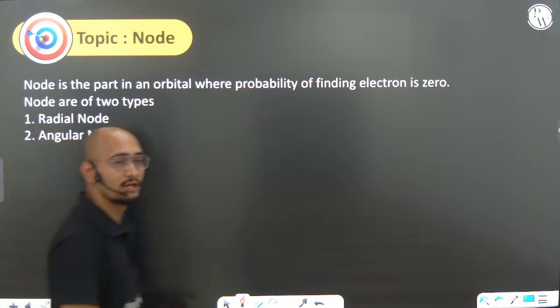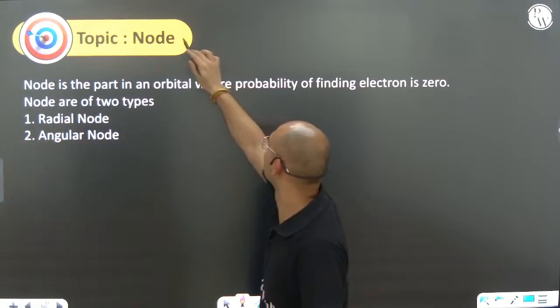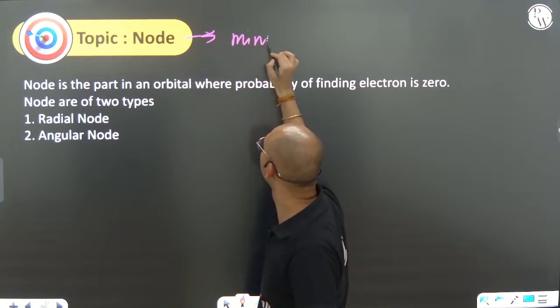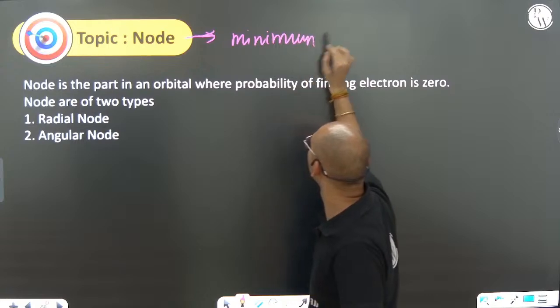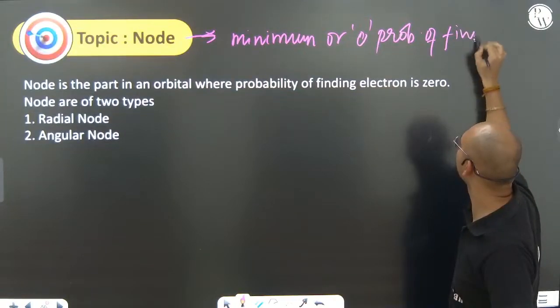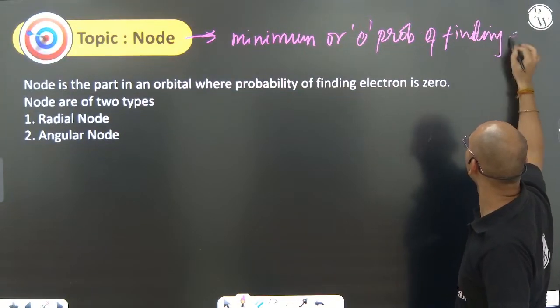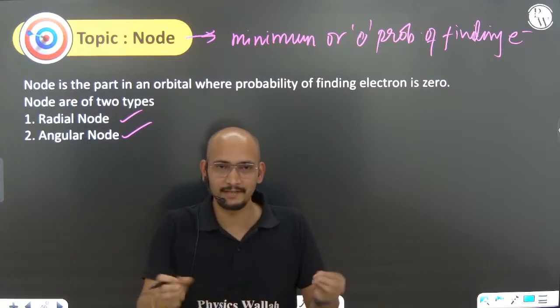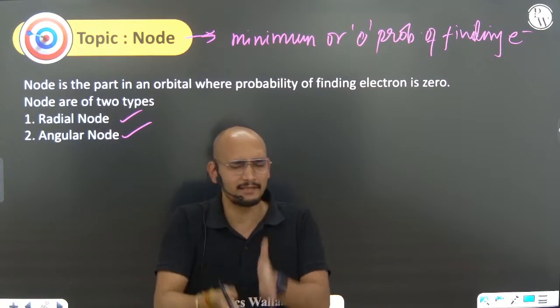Nodes. What is a node? A node is the place where there is minimum or zero probability of finding an electron. There are two types. One is radial node, another is angular node. Radial nodes are along the radius, angular nodes are in any angular plane.